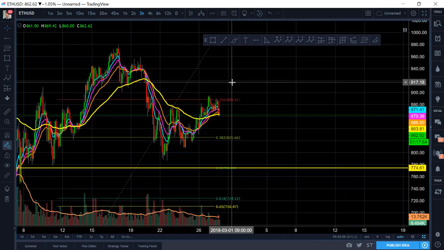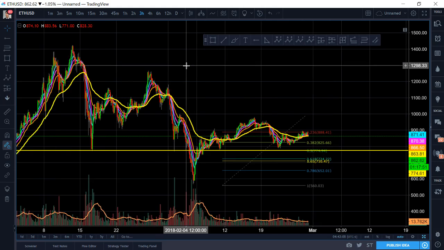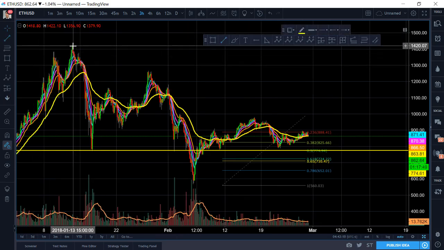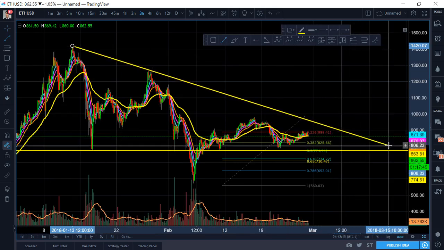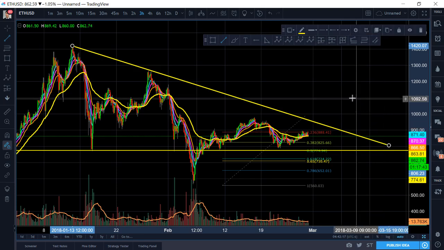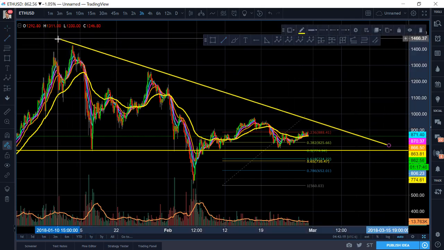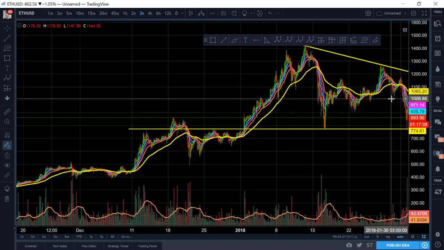But if I had to count it right now, I'm not going to get into it because I'm going to do a different type of analysis. The first one that I'm going to do is a trendline analysis. I find trendline analysis very practical. So what is a trendline analysis?